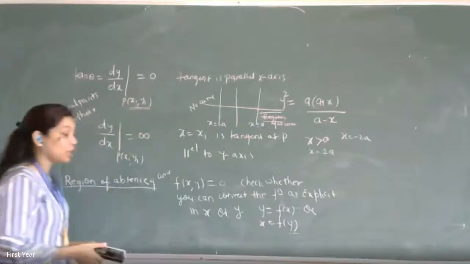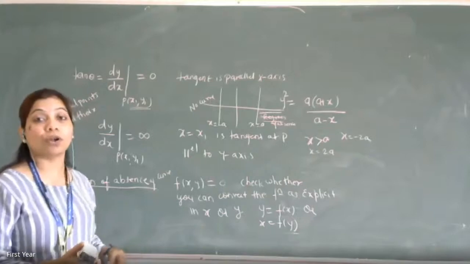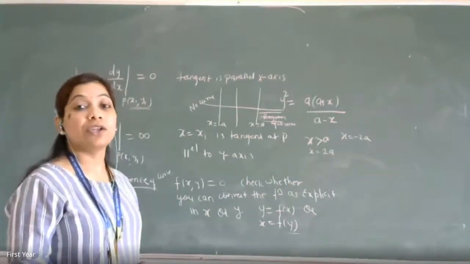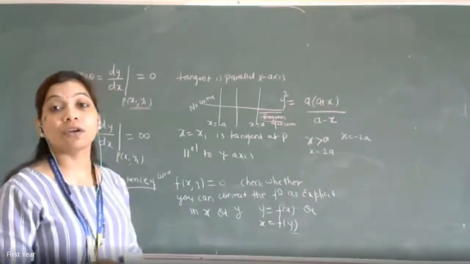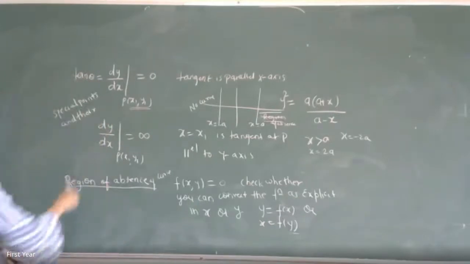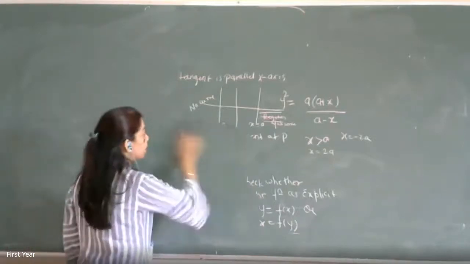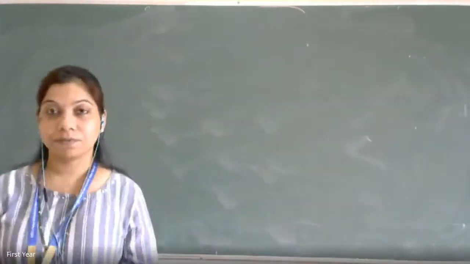So now, considering all these points: symmetry, whether origin lies on the curve or not, tangent, node, cusp, then asymptotes, region of absence, and special derivatives, dy by dx equal to 0 and dy by dx equal to infinity, we are going to draw the curves. So let us start with the first curve. All this I have sent you in the notes, so I am not giving it again separately. Let's take down the first question. Trace the curve.